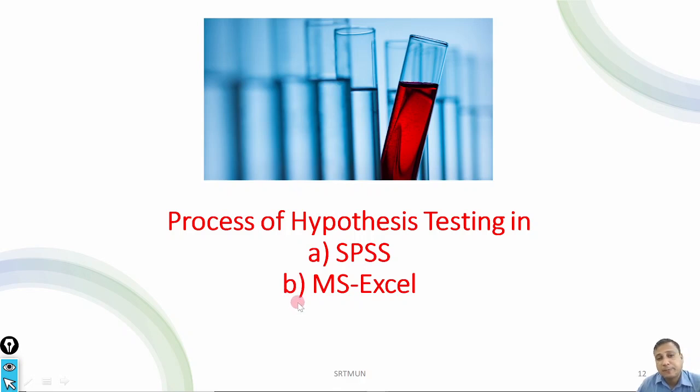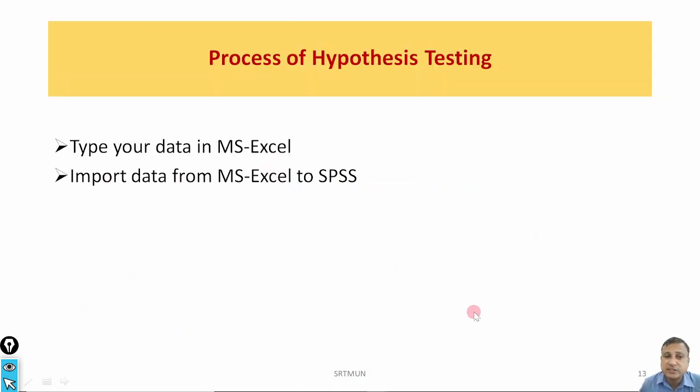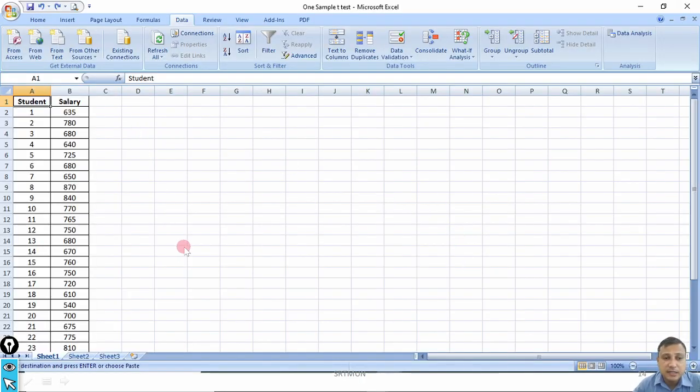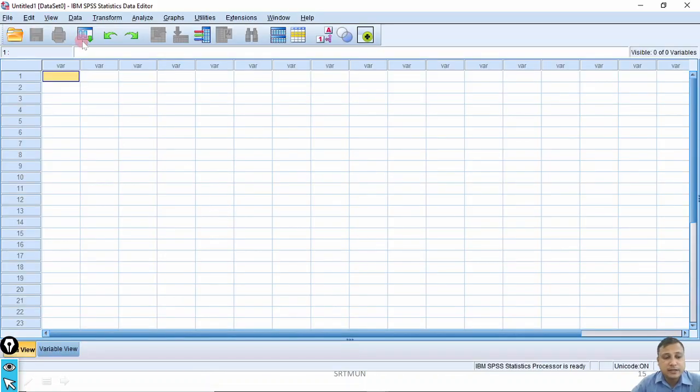Now we are approaching the process of hypothesis testing. What process should we follow to get the results? For that, first we need to type our data in MS Excel and import it into S.P.S.S. First we'll deal with S.P.S.S and then we'll go for MS Excel. Here is the data that I have typed already. Now I'll go to my S.P.S.S, and the first thing I should do is import the data.